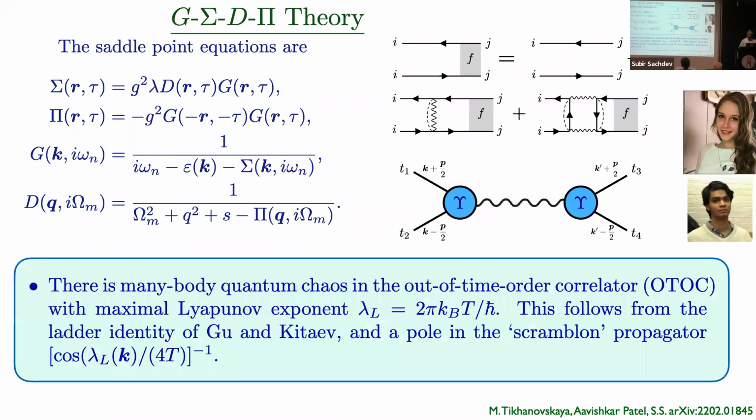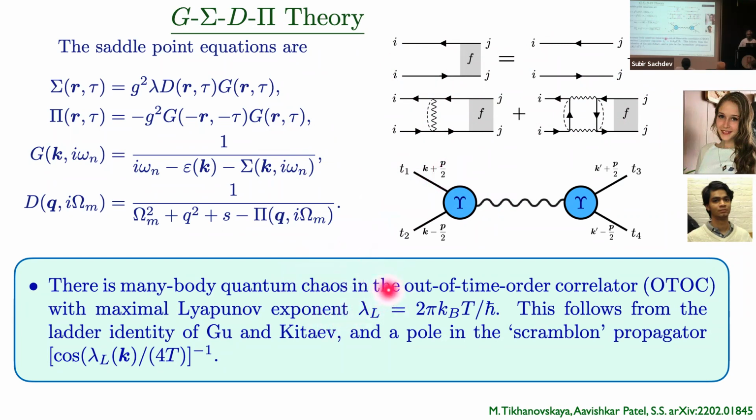So one of the things we looked at recently with my student Maria Tikhanovskaya, we looked at the OTOC in this theory. And again, now there's a large n expansion. There's no uncertainty about what graphs you have to sum. They're very similar to the SYK type graphs, except everything has a momentum label too.